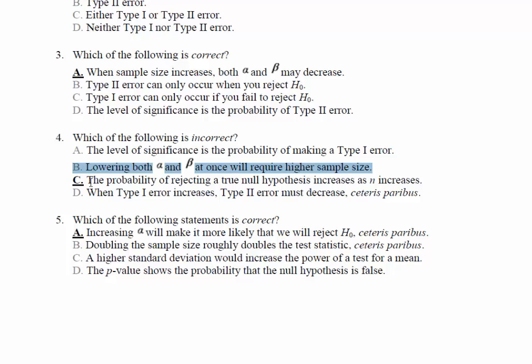C, the probability of rejecting a true null hypothesis increases as n increases. We know that's incorrect, because as n or sample size increases, the probability of rejecting a true null decreases. Therefore, this is a wrong statement. Therefore, it's the correct answer to question number 4.